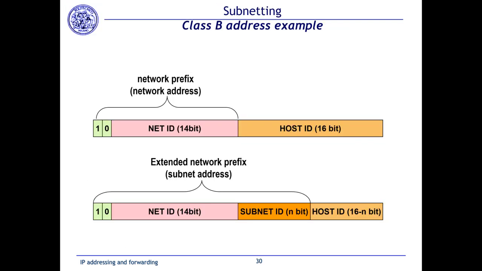How can we achieve this effect? Very simple. The trick is to extend the network prefix. So the overall network, the one that is recognized by the outside, in the rest of the internet, has a network prefix of a given length. For example, in this case, 16 bits. So it's a class B network.